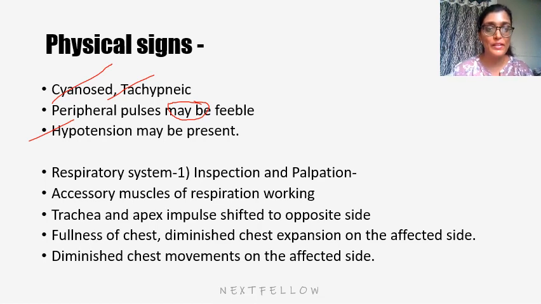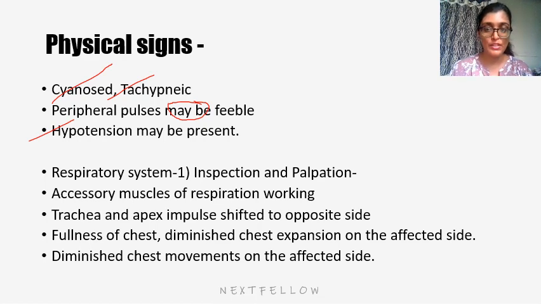Now coming to the respiratory system. Imagine there is air in the pleural cavity, which is pushing the trachea towards the opposite side. So the patient is breathless, the accessory muscles will be working, and the trachea will be shifted to the opposite side.